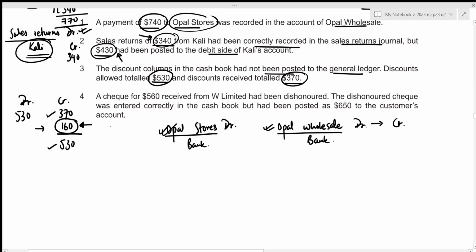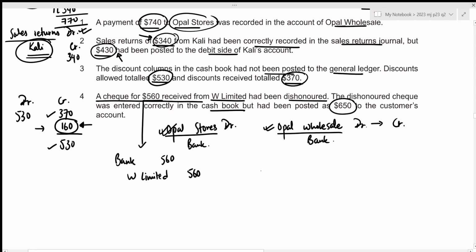Now for the fourth one, a check for 560 received from W Limited had been dishonored, and the dishonored check was entered correctly in the cash book but had been posted as 650 to the customer's account. So in this case, remember that the check is being dishonored. So the receipt for this check, the journal entry for this receipt would have been bank, because we received 560 and we received it from W Limited, which is a giver in this case. So it would have been on the credit side as 560.